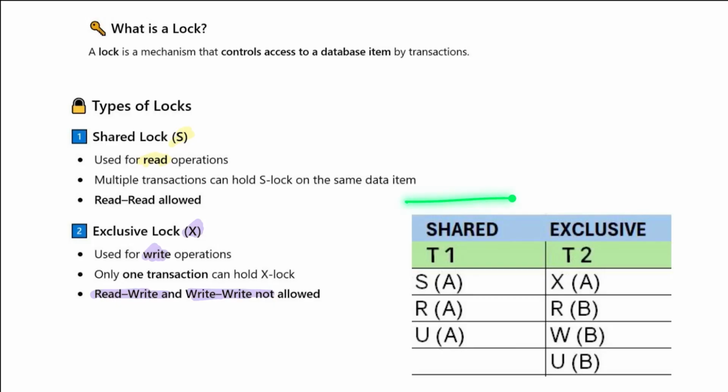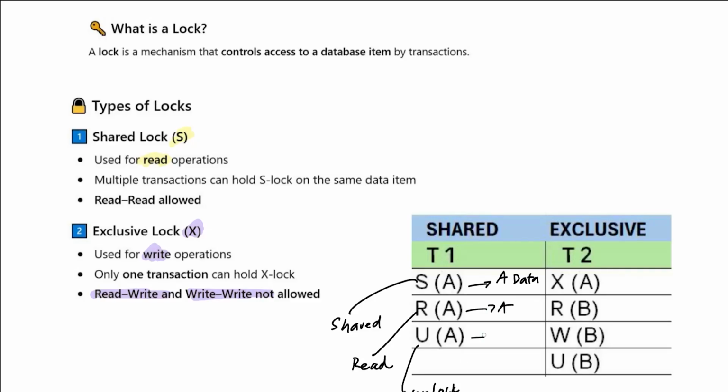Looking at the illustration, let's assume T1 is transaction 1, S is the shared lock on the data A, where R is read and U is unlock. For any transaction to release a lock, it must unlock the data. Until it does, other transactions cannot access it. This ensures data consistency and prevents conflicts.